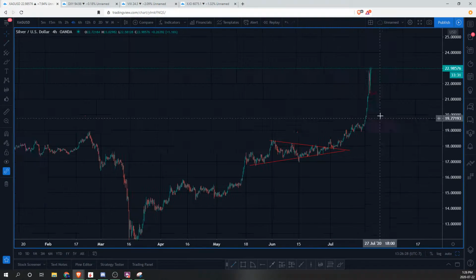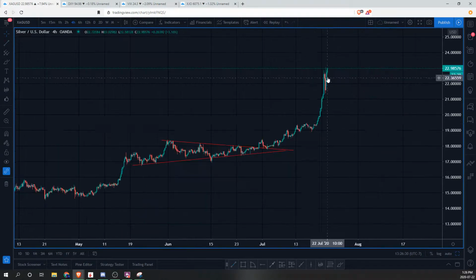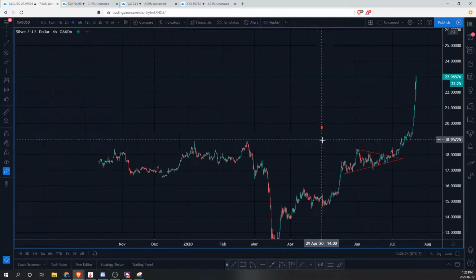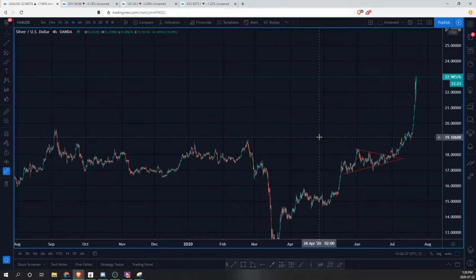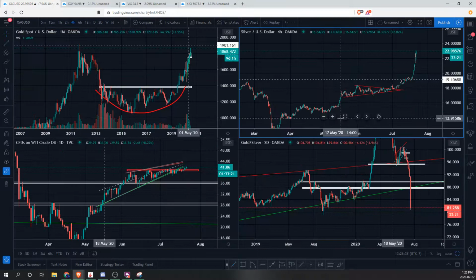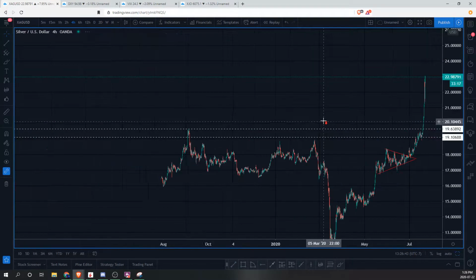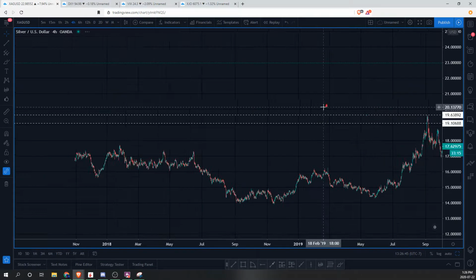Just been an unbelievable move to the upside, and that was a little bit unexpected in how aggressively it continued to move, because we had this zone, which was pretty significant. And then we had this zone that was very significant. And then we had another one that was back here.